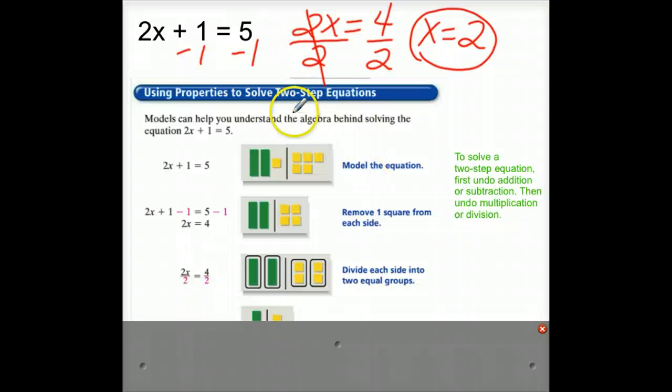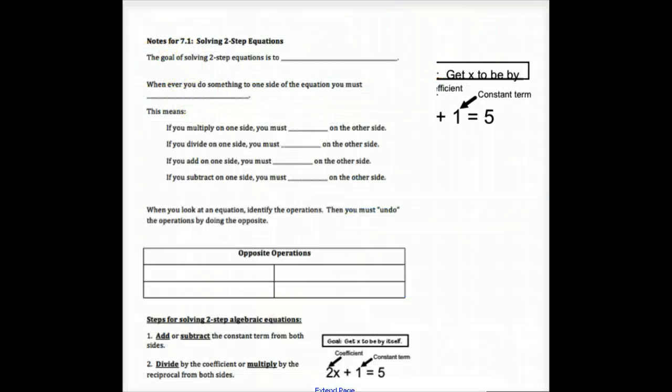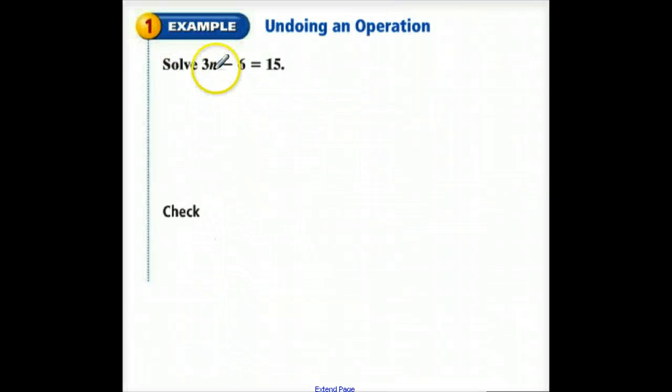We're going to talk about the algebra tiles in class. Okay. So let's do one more example. 3 times n minus 6 equals 15. I'm looking to solve and get n by itself.